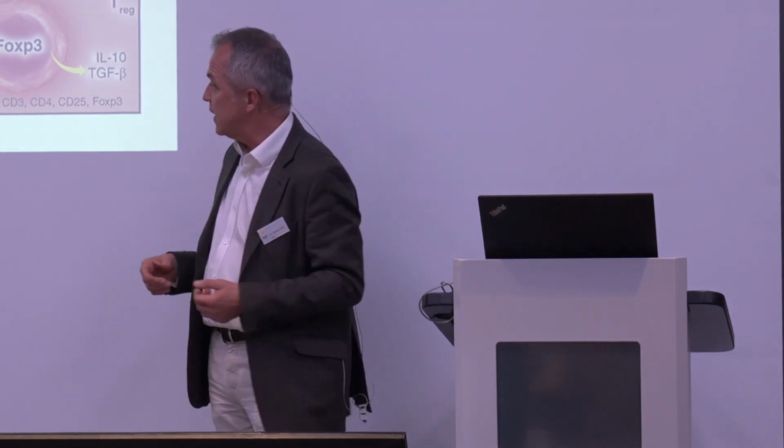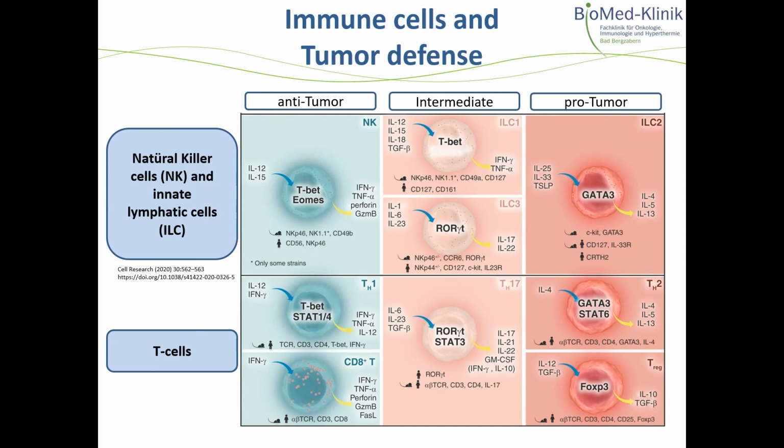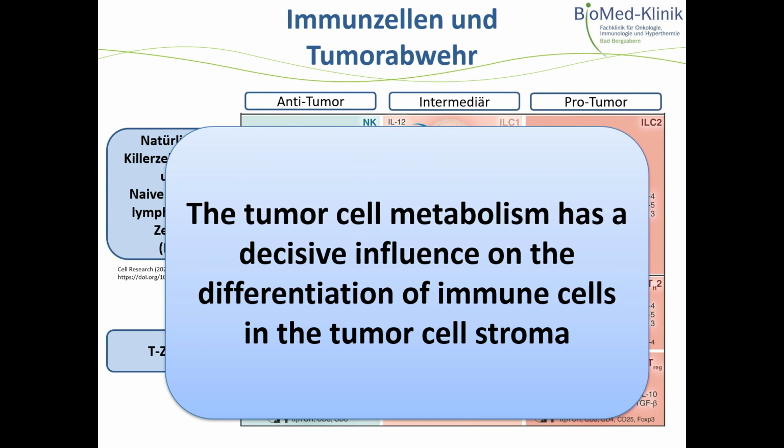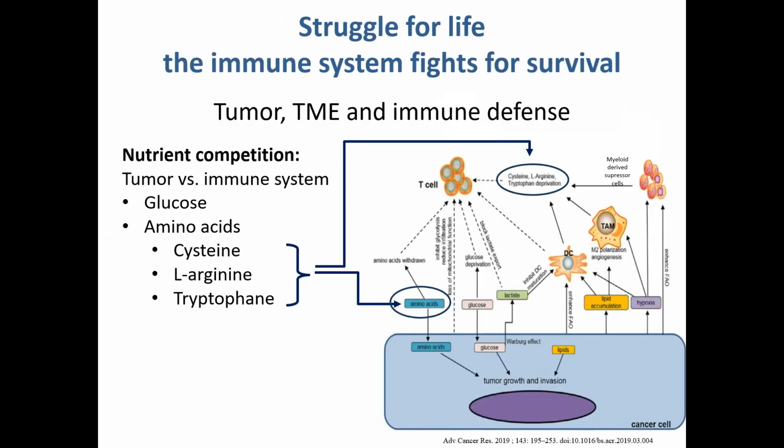Tregs, Th2 cells. This is the differentiation between the immune cells we know nowadays. We are not able to have things that change it, but we know about that. The tumor cells' metabolism has a decisive influence on the differentiation of immune cells in the tumor cell stroma. There is a nutritive competition, and I will go on with the amino acids later on. The T cells need cysteine, arginine, and tryptophan. But we will see later on that there are some mechanisms which deplete them, and the tumor is active.